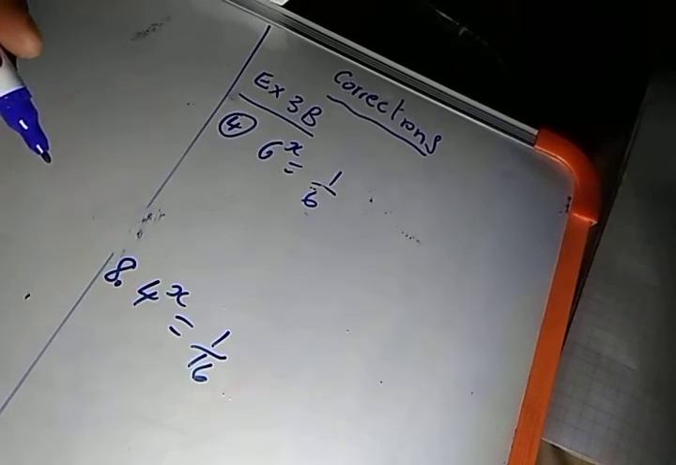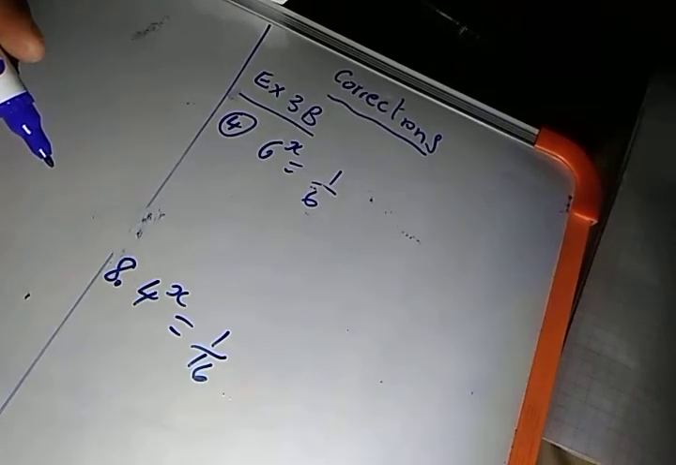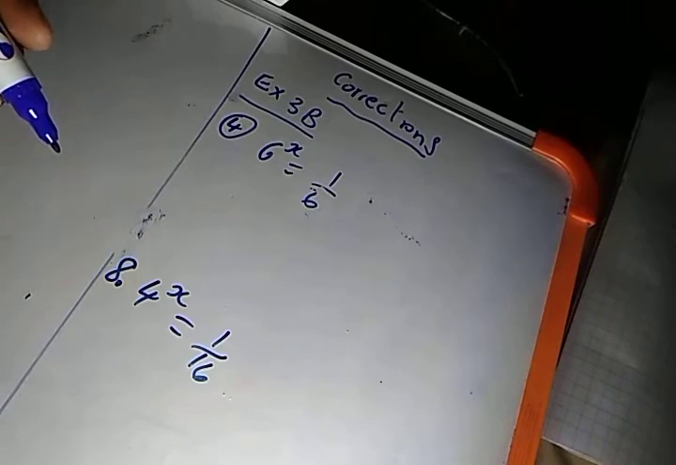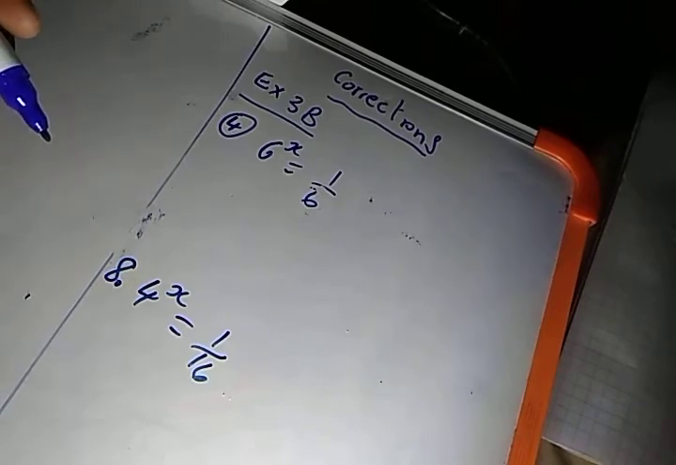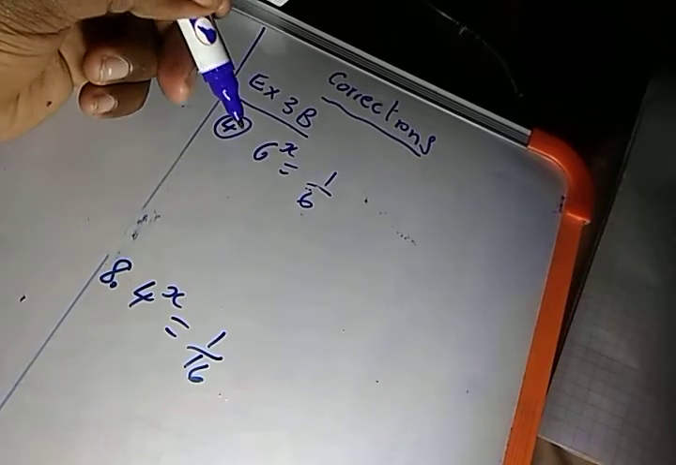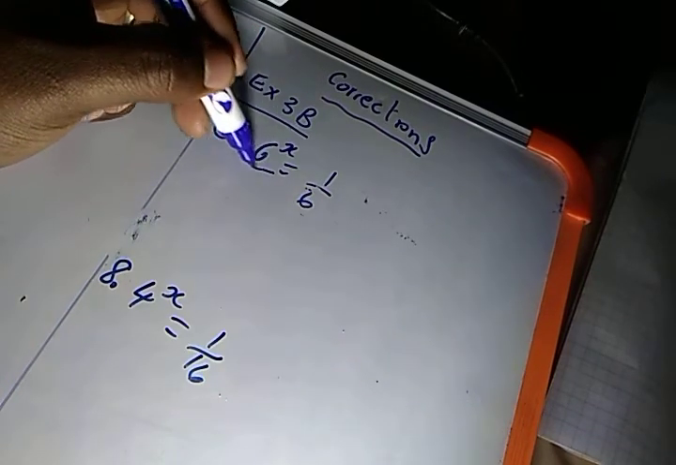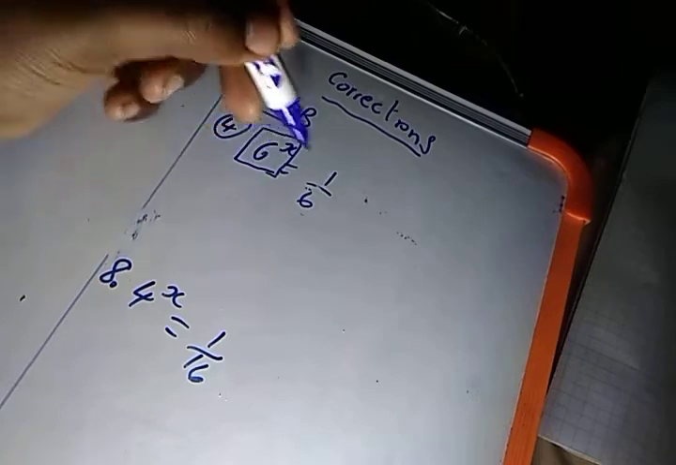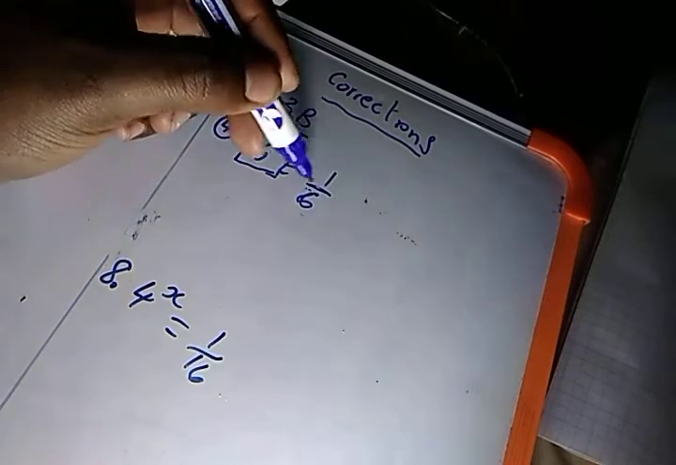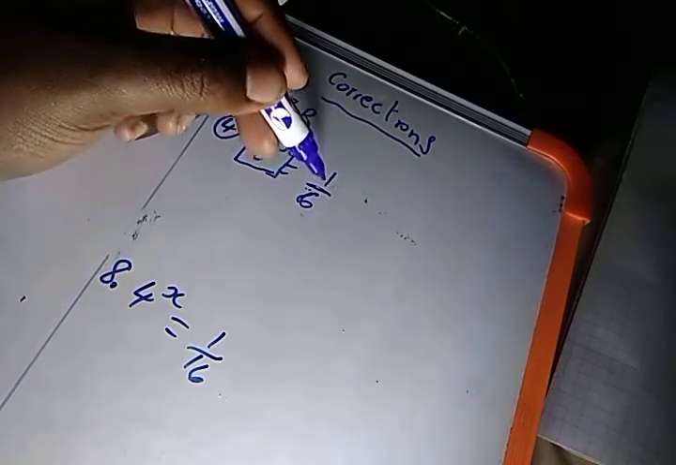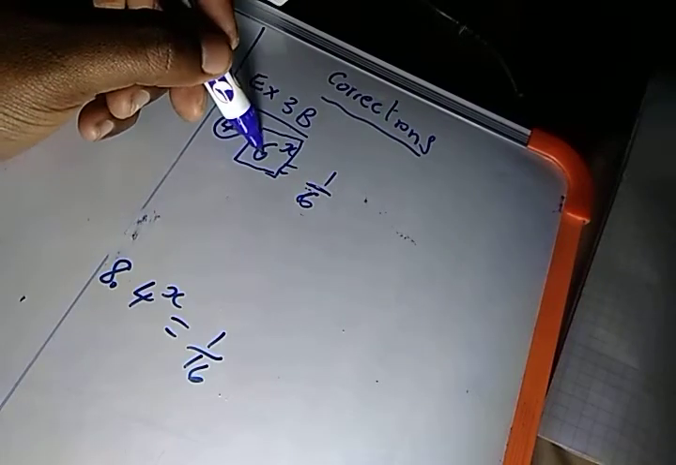Right, guys, we're going to look at corrections, exercise 3B, on page 64. Okay, so we had to do number 4 there. We can see the power there is 6 to the power x. The idea is we need to convert the right hand side to have the same base.